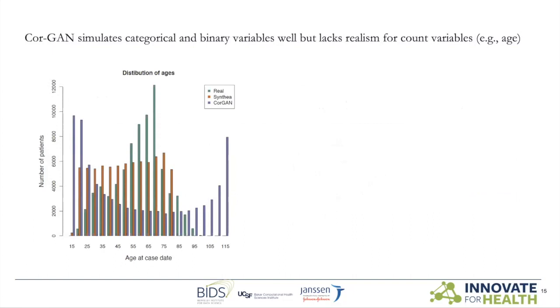So first, I'll go into the exploratory analysis of the patient demographics. Just to show the weakest parts first, here I've shown the distribution of ages. This is age at the case or index date when somebody was tested, for the real in green, the Synthea data matrix in reddish, and the CorGAN model in purple. I believe the Synthea data looks like it was sampled from a uniform distribution. The CorGAN model also does not do a really great job of replicating the distribution of ages.